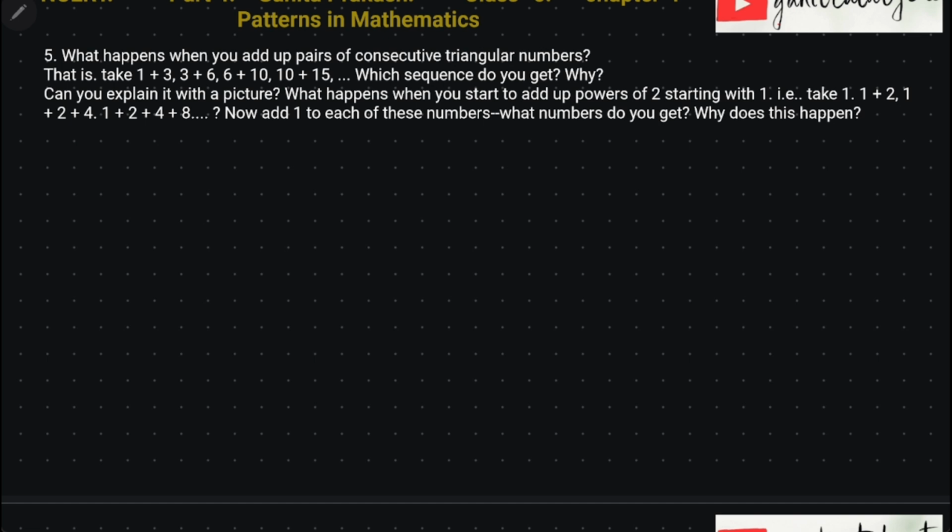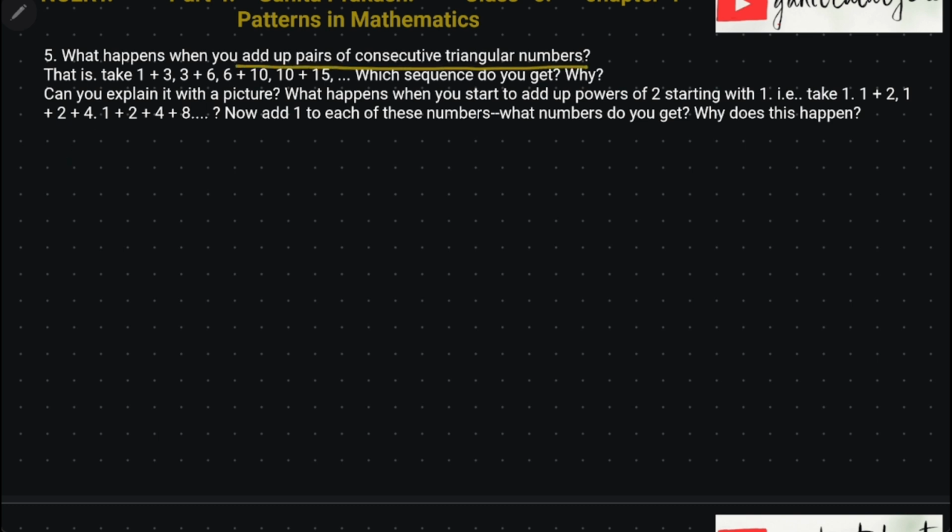What happens when you add up pairs of consecutive triangular numbers? That is 1 plus 3, 3 plus 6, 6 plus 10, 10 plus 15. So the first part is which sequence do you get and why? Can you explain it with a picture? What happens when you start to add up powers of 2 starting with 1, that is 1 plus 2, 1 plus 2 plus 4, 1 plus 2 plus 4 plus 8. Now add 1 to each of these numbers. What numbers do we get? Why does this happen?